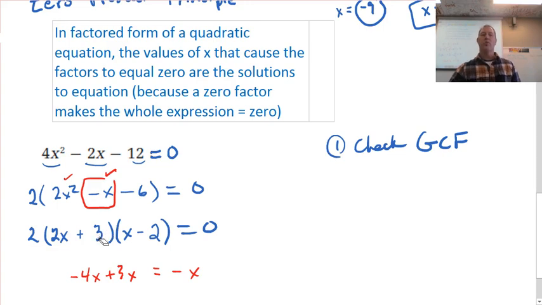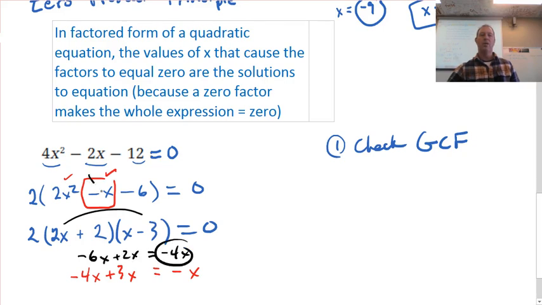Now if you choose the wrong factors, let's say I did 2 here and a 3 here, then what I would get when I did a quick FOIL would be negative 6x plus 2x, and that's negative 4x. That is not what I have here. So this is not the correct combination. With a quick FOIL mental math, you should be able to find the factored version right away. But if you're unsure about factoring trinomials, you're going to need to do some background work on that. This is not the time for me to reteach that.